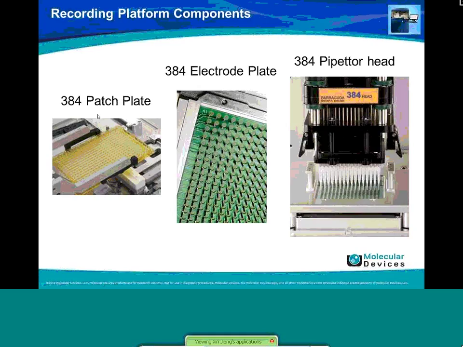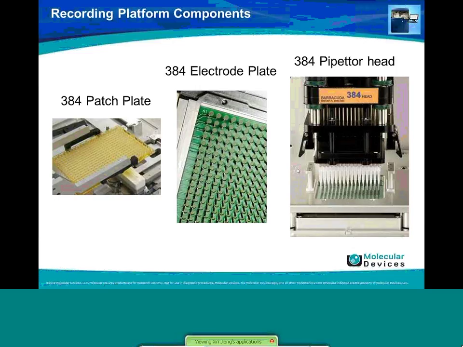So a few more pictures of the 384 well patch plate. It has the standard SBS 384 well compound plate footprint, and each well or each recording site on the patch plate is commanded by one dedicated patch clamp amplifier through one electrode pin on the electrode plate. So there's a 16 by 24 standard 384 array of patch clamp electrodes on the electrode plate. And you also see next to the pin, there's an opening for each recording site, which allows the pipette to travel through and serve the designated patch plate well.